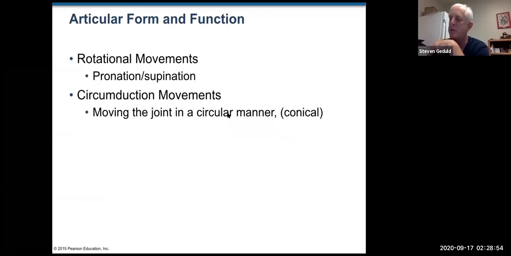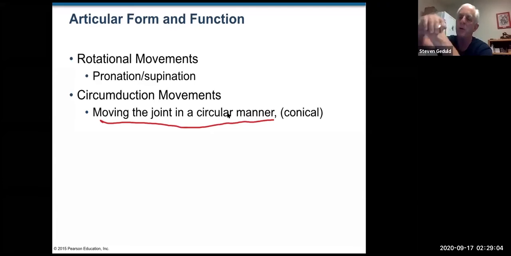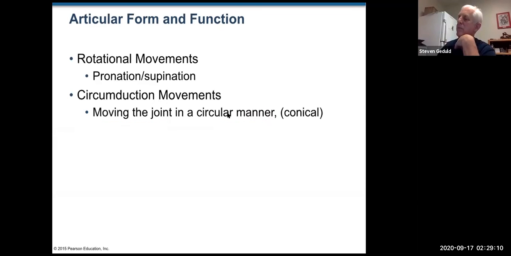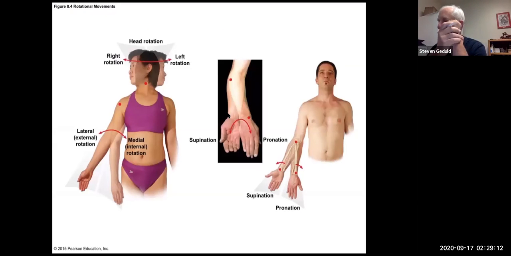Rotational movement. You have pronation and supination. Pronation is down. Supination brings it up. Circumduction movement. Moving the joints in a circular manner, like in a cone shape. Like you take your elbow and just rotate it in a circle, 360 degrees. Okay, that's circumduction movement. Okay, rotation, external rotation, pronation, supination, we did all that.